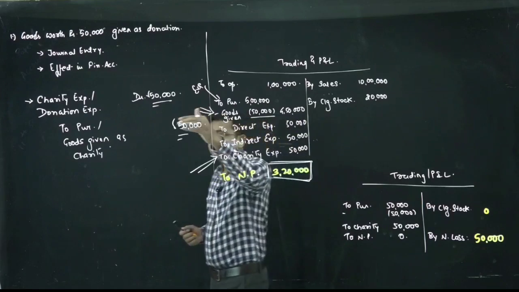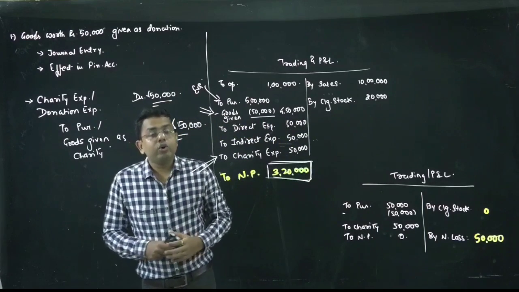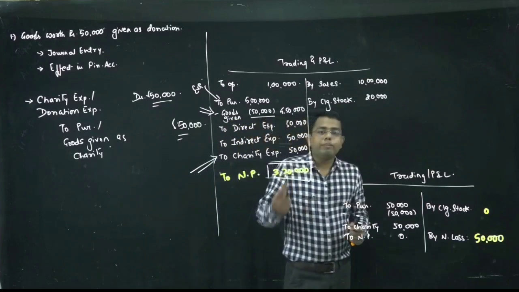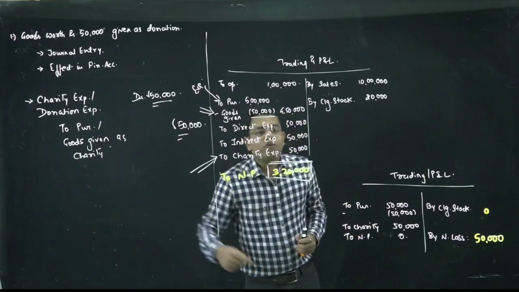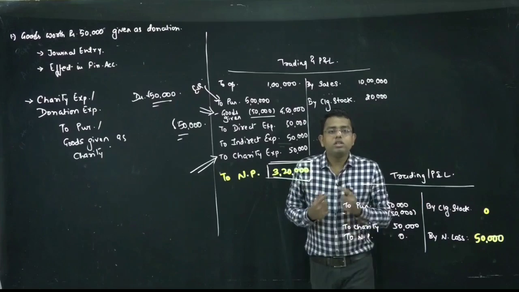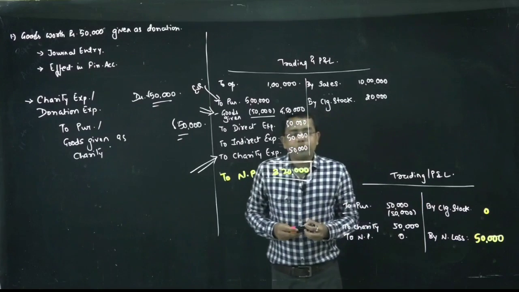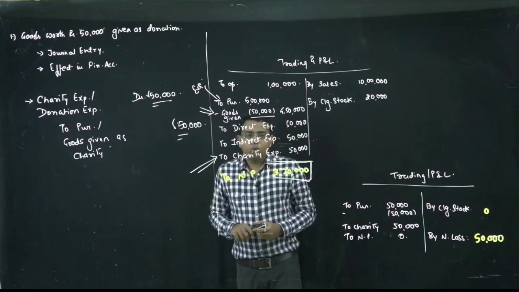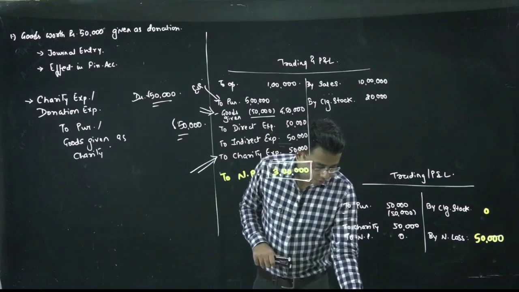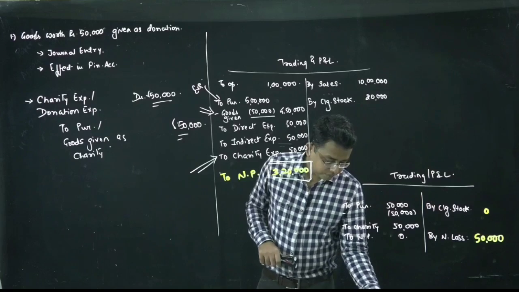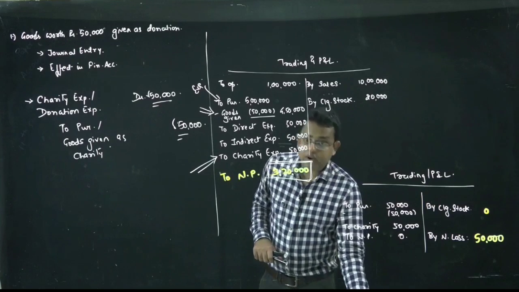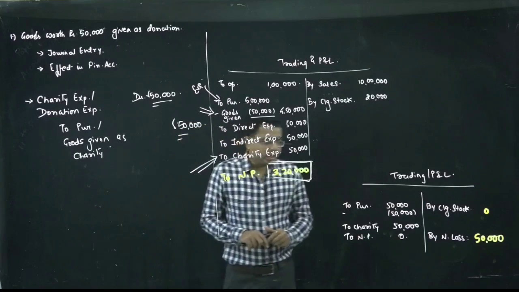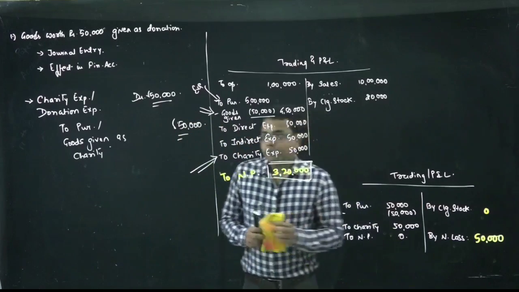I hope you are understanding. See, this was something very basic which you have been taught, but you have not been taught why this entry is passed and what is the actual impact of this entry on your final accounts, on the results of the business. I hope this is fine. Yes, friends, let us take one more example. Do we have time? Yes, we have time. Let us take one more example and then we will be winding up today's lecture.